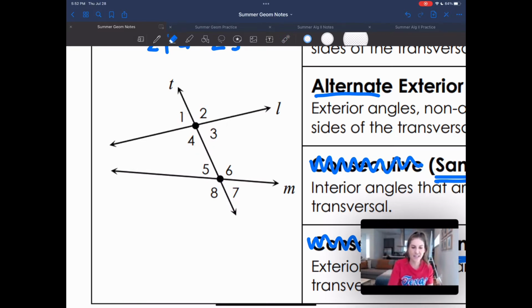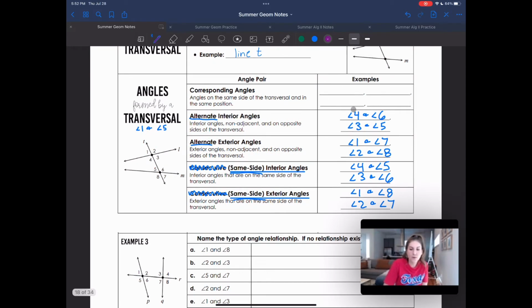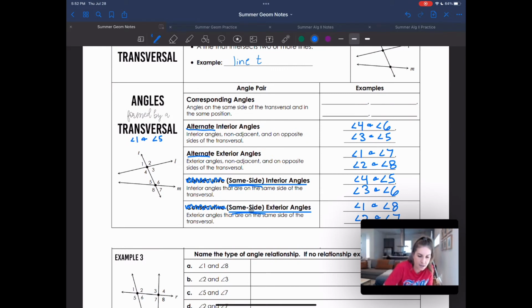I know the corresponding one's kind of weird, but if you notice, there's more examples you can always give with corresponding because there's always going to be 4 sets of them instead of like 2 pairs of them. So let's fill that in. So we just said angles 1 and 5 correspond. Let's write that down. Angle 1 and angle 5. We said angle 2 and angle 6 correspond. And then we said 4 and 8.